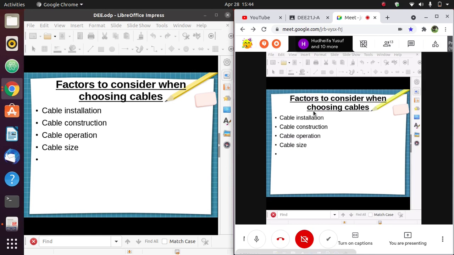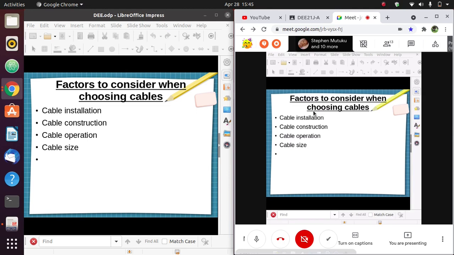So you have to consider the current carrying capacity of that cable. You have to consider the voltage regulation of that cable. You have to consider the short circuit rating of that cable. Kukiwa na shida, if there is a short circuit, will that cable be able to handle that error before that short circuit is rectified? Ama kukiwa tu na shida kidogo, cable inaungua.